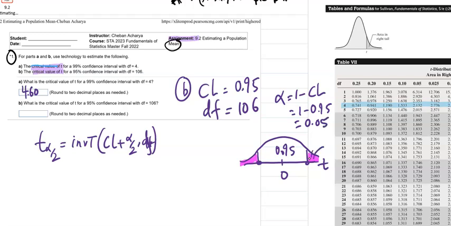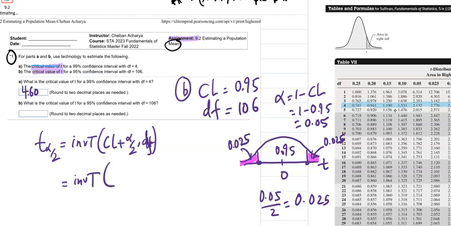So this area is going to be half of that. So 0.05 divided by 2 is going to give you 0.025. Okay, this area is going to be 0.025, and this area is going to be 0.025. So I need this area on the right tail, compared with this graph, to find the critical value of t from the table. But in the calculator, you use this one, the invT function.